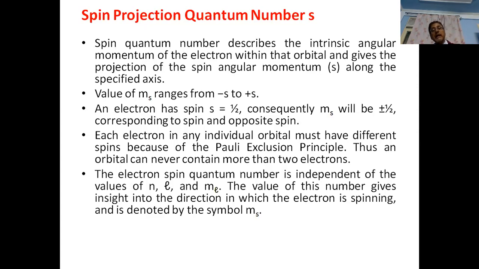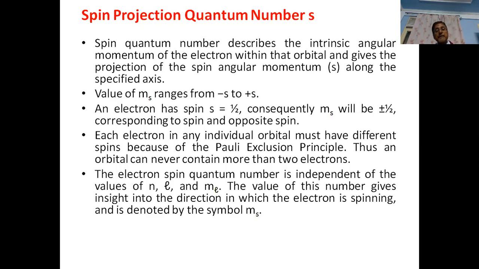Thus, an orbital can never contain more than 2 electrons. The electron spin quantum number is independent of the value of N, L, and ML. Mind it, L depends on N. For example, L is equal to 0 to N minus 1. ML depends on L. ML is equal to -L to +L.